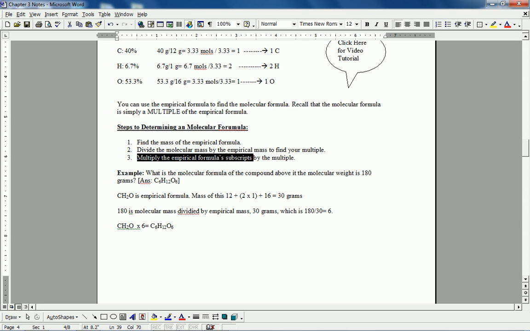So we'll now move on to step number 3, that is to multiply the empirical formula by the multiple we calculated here in step 2, which was 6. So here's our empirical formula, CH2O times 6. So C1 times 6 is C6. H2 times 6 is H12. O1 times 6 is O6, and there we go. And if you actually look at C6H12O6 and you calculate the mass of that, the formula weight, 6 carbons, 12 hydrogens, and 6 oxygens, then you should attain the 180 molecular weight value given in the problem, and double check yourself.